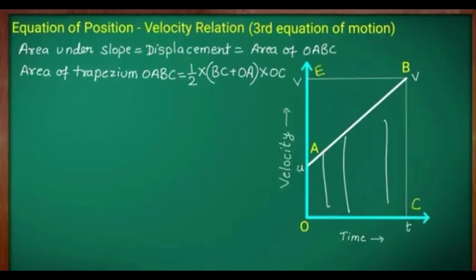Now we will derive the third relation, position velocity relation. Here we will calculate the area under the slope. This gives the distance travelled by the body, meaning area of OABC. If you observe, OABC is a trapezium. Area of trapezium formula is half into sum of parallel sides into altitude. So, half into parallel sides BC plus OA, into its altitude OC.